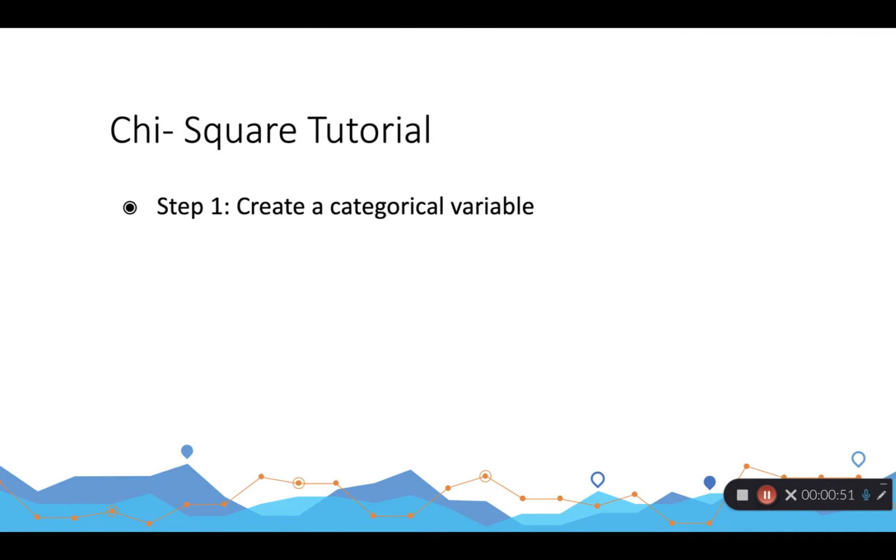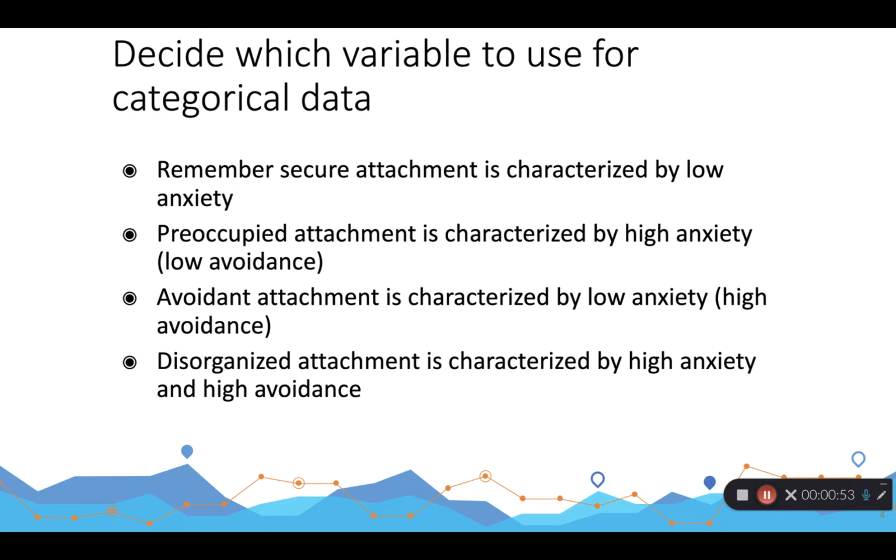Okay, so step one, how do you create that categorical variable? Well, first we have to decide which variable to use. If you have a data set like ours where you have a lot of continuous variables and you need to identify which one to transform into a categorical variable, it's helpful to build a rationale.